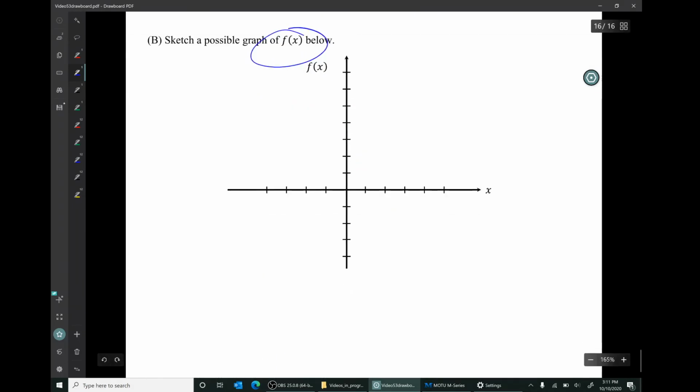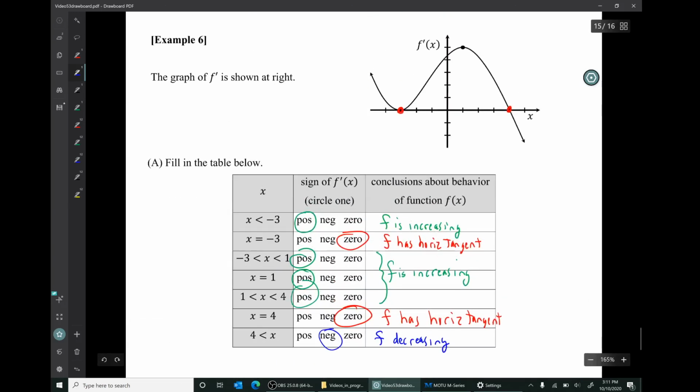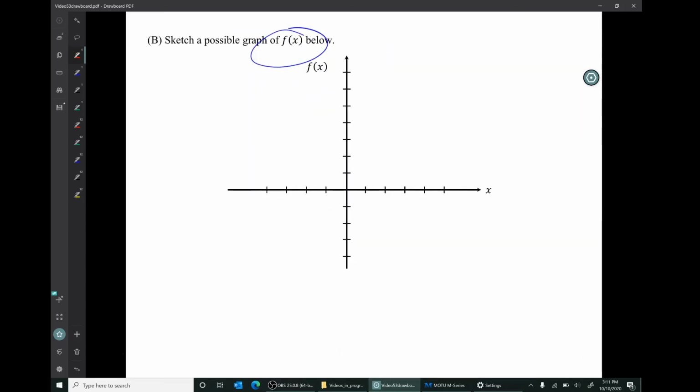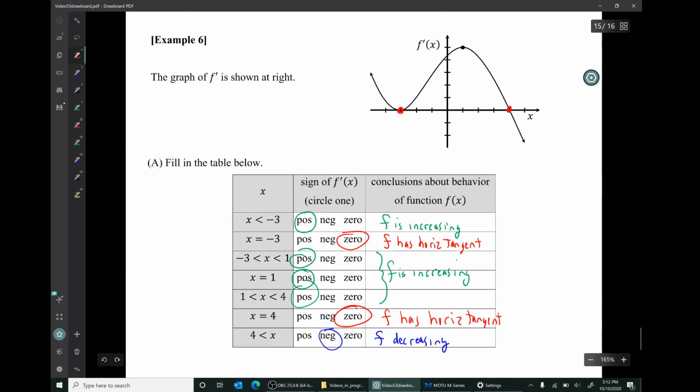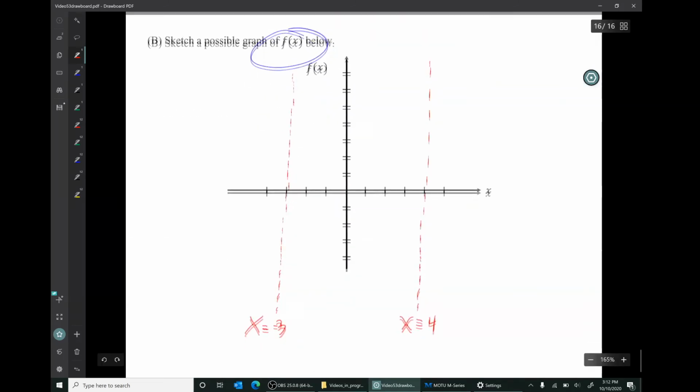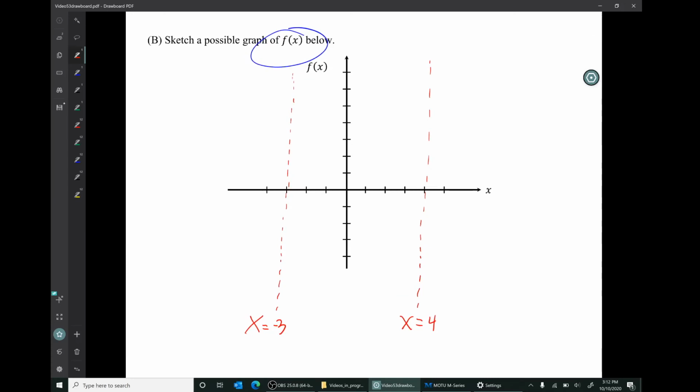All right. Our job now is to sketch a possible graph of f of x below. Well, let's go back up and look at our information. What is helpful to start with is this. At x equals -3 and at x equals 4, f has a horizontal tangent. Where, though? Well, x equals -3 is here, and x equals 4 is here. So how does it look for f to have a horizontal tangent at that point?